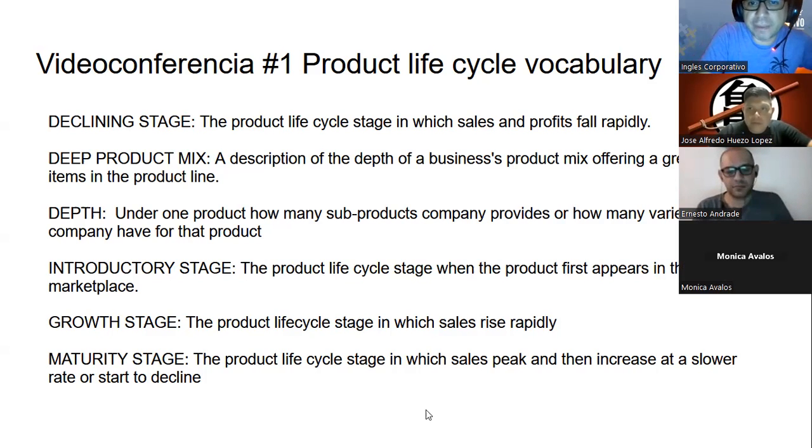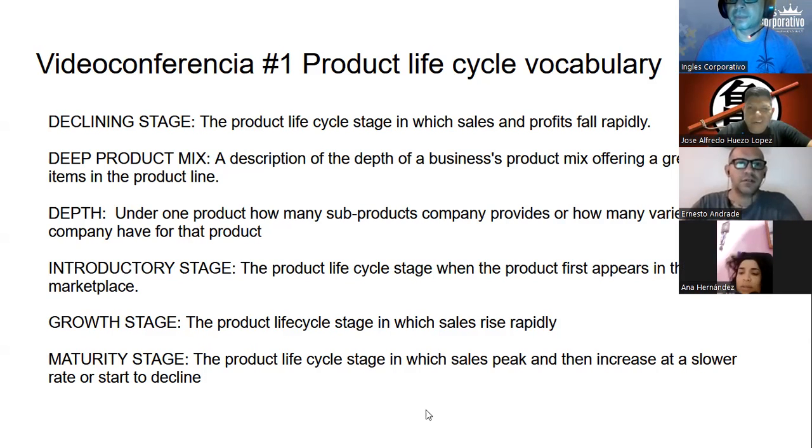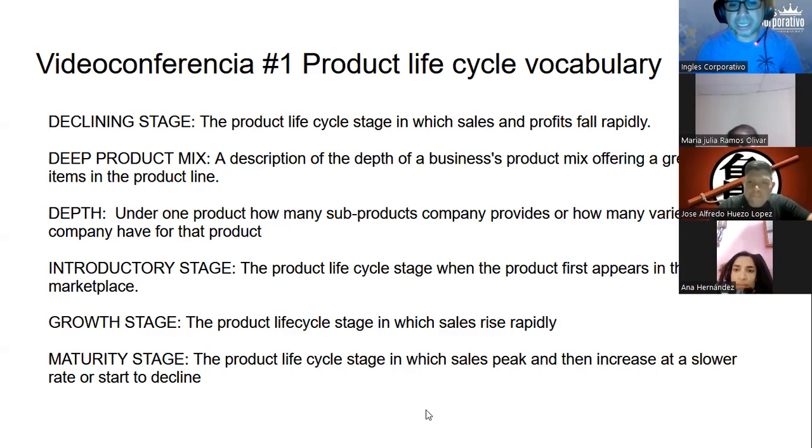I have a question for everybody. What is profits? Anybody knows? In English, please, if you want to try. What is profit? Ingresos, ganancias. Okay, so it's the money that you have after your expenses, right? So it's the profit. Very good. So that is it. Thank you very much. Let's go to the next one.